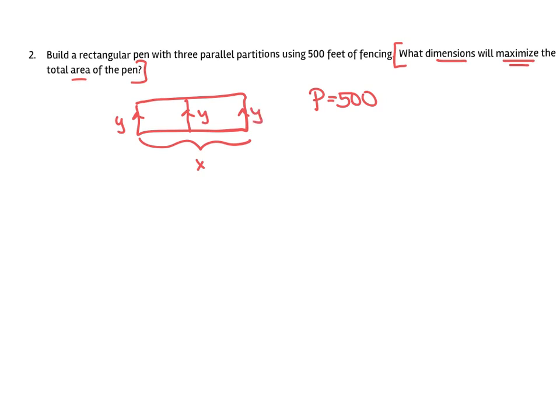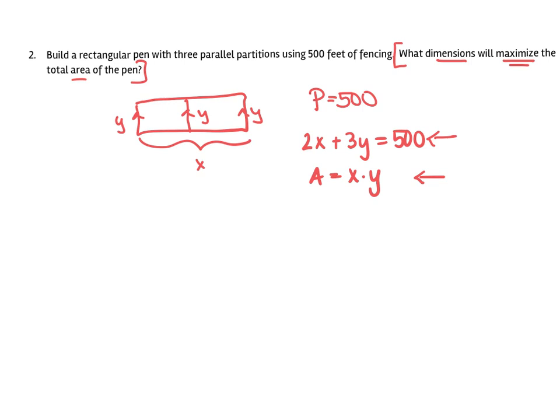I can now come up with an equation with perimeter. Again, we've done this many times. We have 2x plus 3y is equal to 500. And what I'm trying to do is maximize the area. I know the area is equal to x times y. Before I take the derivative of this, I have to have everything in terms of either x or y. So I'm going to go back to this equation right here, and I will solve for one or the other. In this case, I'm going to solve for x.